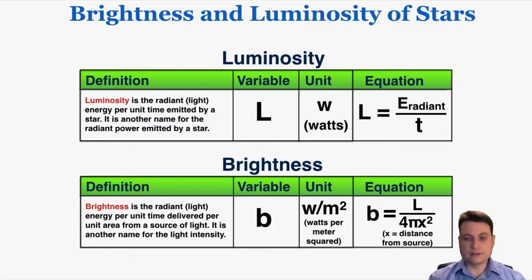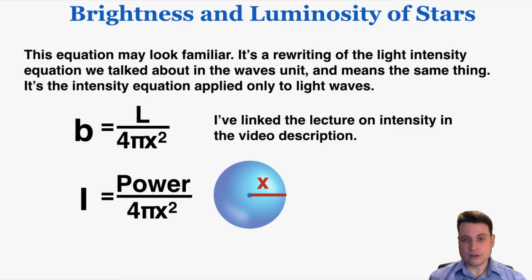The equation for brightness that we experience from a star is the brightness is equal to the luminosity of the star divided by 4 pi times the distance from the source, the star itself, squared. This may look familiar because this is actually a rewriting of the light intensity equation we talked about in the waves unit, and it means the same thing. It's the intensity equation applied only to light waves specifically. So the intensity equation for a wave can technically apply to any wave. The brightness equation is the exact same equation, it's just written with differently named variables just to talk about the brightness from light and the brightness from stars specifically.